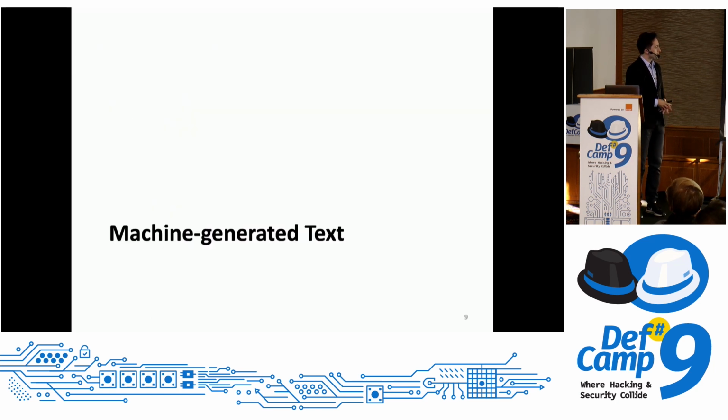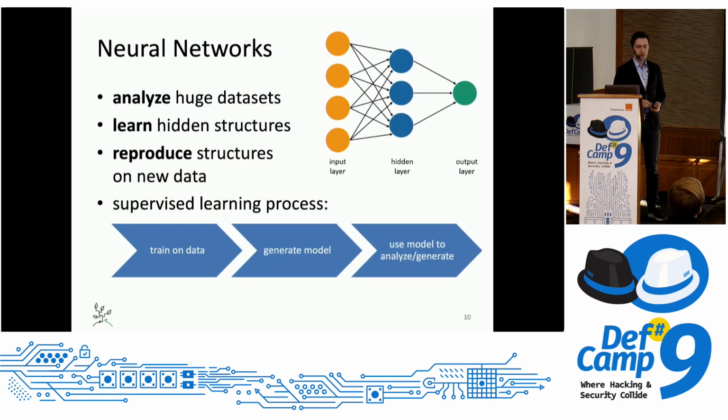I'm going to show you a better way to do that, probably. And first of all, we have to talk about machine-generated text. How is that even possible using machine learning? I used a machine learning model called neural networks. Neural networks is part of machine learning and basically abstracts the human brain.